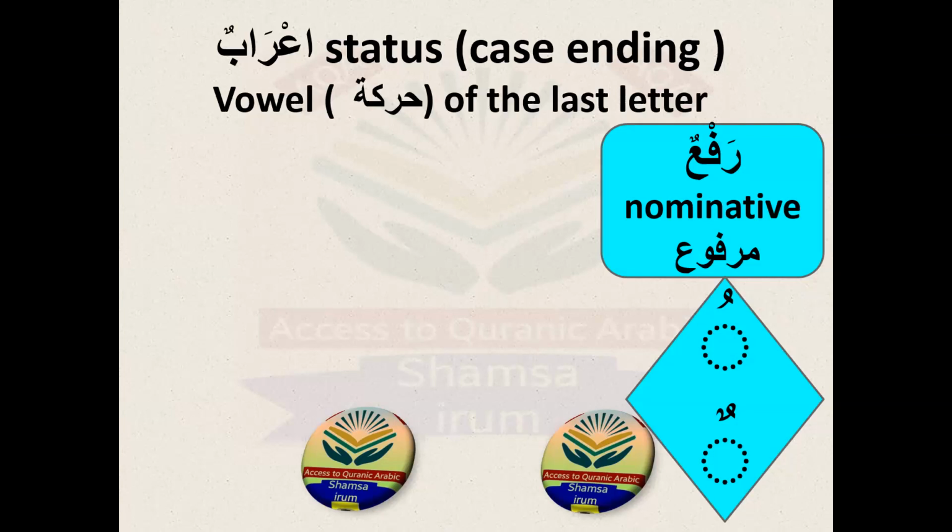Which haraka? Sorry, the haraka should be the dhamma. It can be the single dhamma or it can be a double dhamma. Doesn't matter. It can be a single or it can be a double, but it should be dhamma. No fatha, no kasra. Okay.